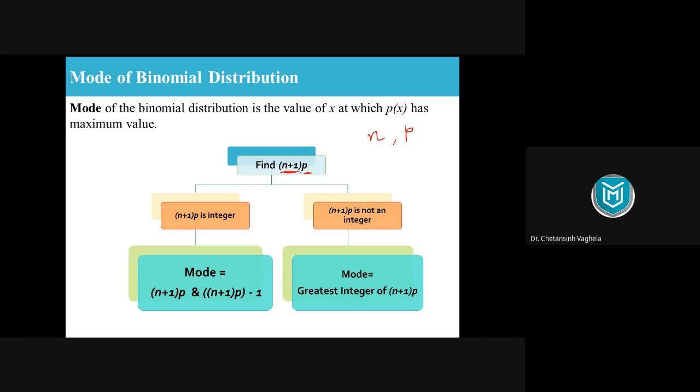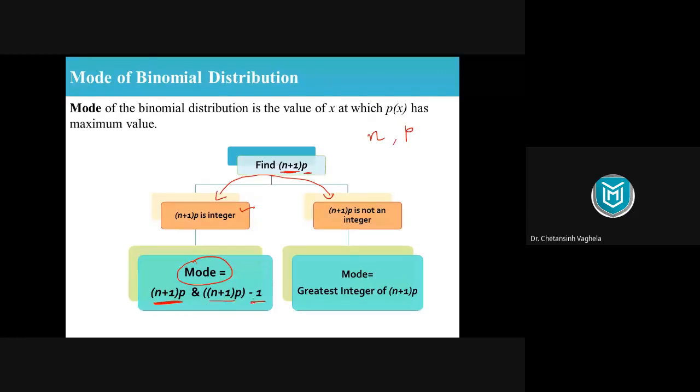दो possibilities होगी, या तो n plus 1 into p की value integer आएगी, या तो वो non integer आएगी. If n plus 1 into p is integer value, मानी कि उसकी value integer आएगी 2, 3, 4, 7, 15, like that, fixed integer. Then we will have two different modes. तो उस distribution के लिए दो mode होंगे. एक होगा n plus 1 into p और second होगा a number exactly less than that, n plus 1 into p minus 1.